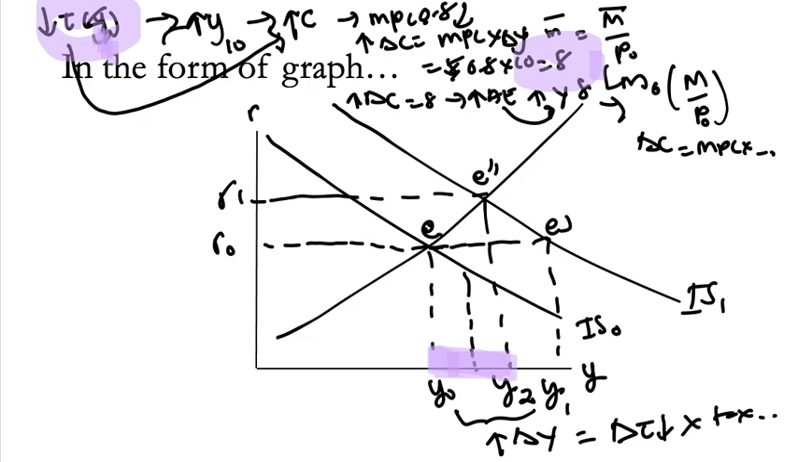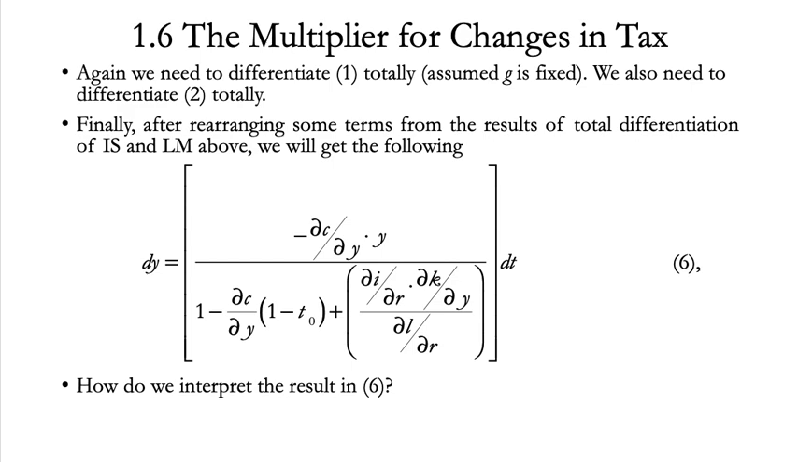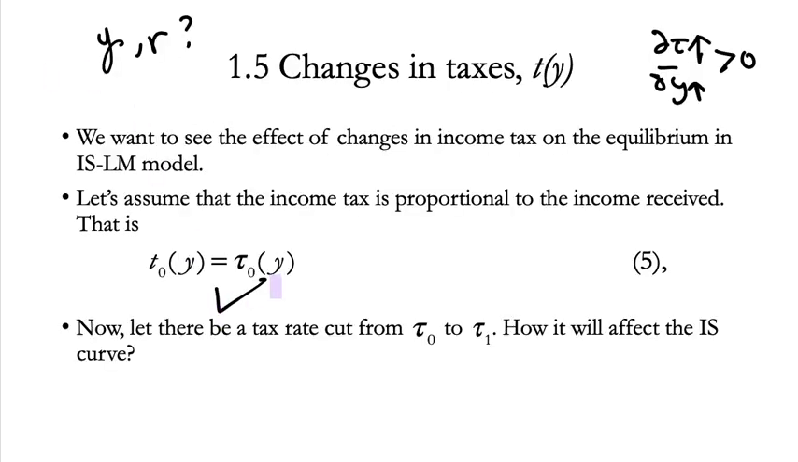Now, you want to look at the multiplier for changes in tax. Again, like I said earlier, we need to assume that tax is a function of income. Because we want to incorporate the interest rate, we're going to use the ISLM model also.